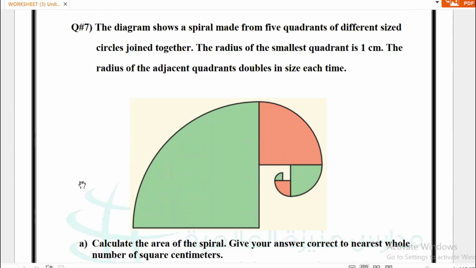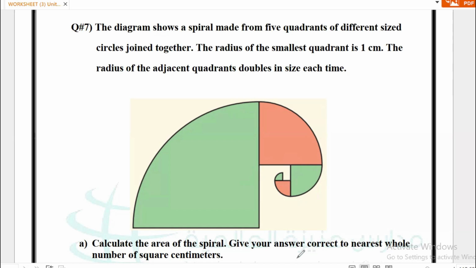The diagram shows a spiral made from 5 quadrants of different size circles joined together. The radius of smallest quadrant is 1 centimeter. The radius of the adjacent quadrant doubles in size each time. So remember this one. For example, if the radius of the smallest quadrant is 1, then this would be 2, this would be 4, this would be 8, this would be 16, like that. And let's see what they want in the first.